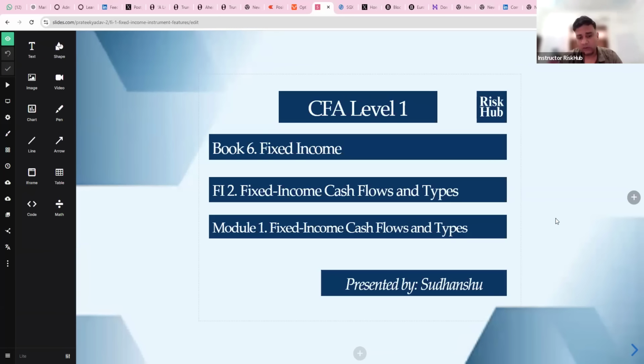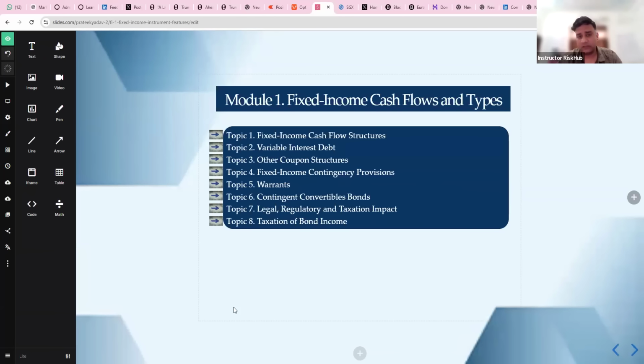The main idea is a bond is not just your coupon plus principal. Different bonds can have very different cash flow structures, and there are many topics here which we need to understand, right? So let's start digging deeper. There are 8 topics here. One is your fixed income cash flow structures, one is your variable interest rate, one is your other coupon structure, next is your fixed income contingency provisions, then we have warrants, then we have contingent convertible bonds, then we have legal, regulatory and taxation impact, then we have taxation of bond income, right?